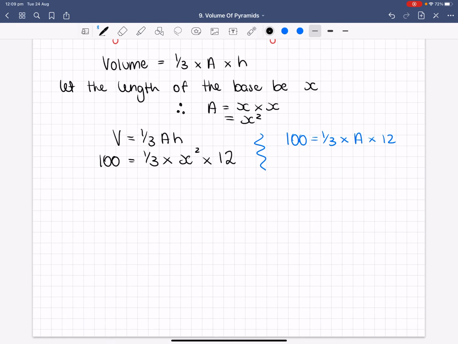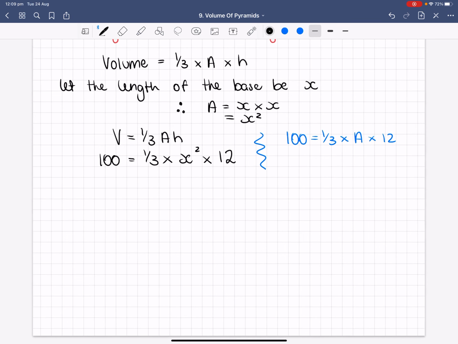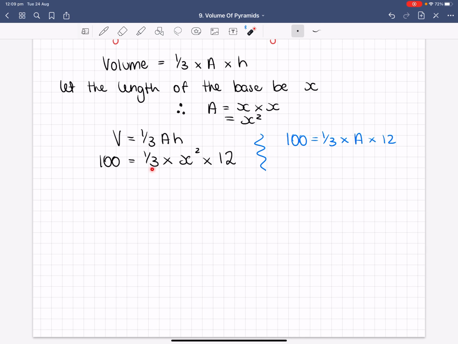Because then you would have gotten down to this point. Cleaning it up, we can go, well, 1/3 of 12 is 4. So we've got 100 is equal to 4 times x squared. Or if you feel more comfortable thinking of it this way, same thing, 1/3 of 12, clean up the numbers, is 4A. We want to get the area by itself, so in both of these scenarios, you would go through and divide by 4.